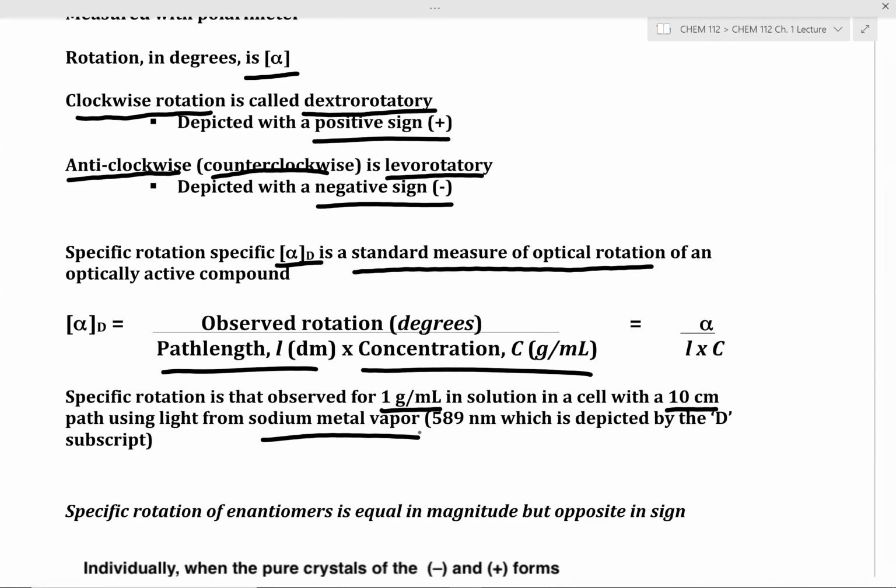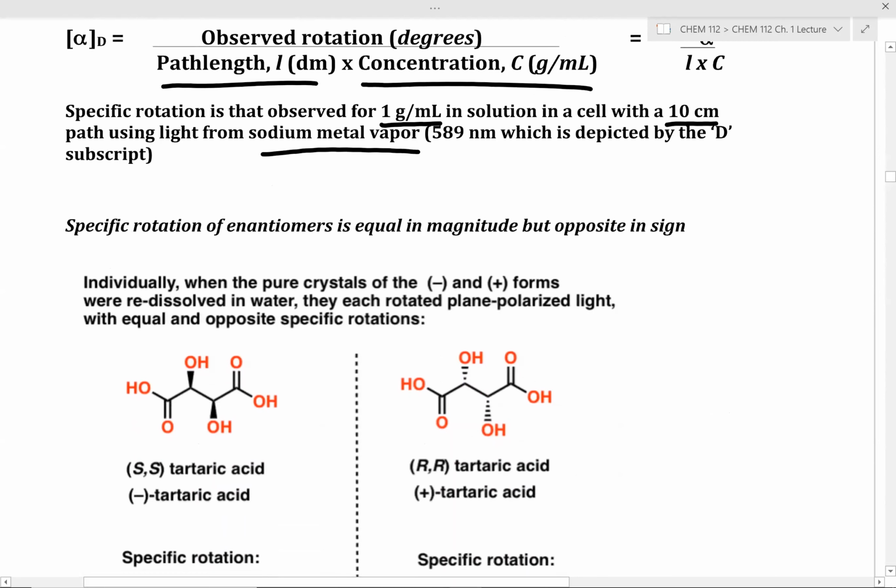Now, an important thing to keep in mind is that specific rotation of enantiomers is equal in magnitude but opposite in sign. And the other thing I do want to caution about is that the sign for specific rotation is not correlated with any given stereochemistry. There's no consistent relationship between R and S stereochemistry and whether you observe a positive or negative optical rotation.